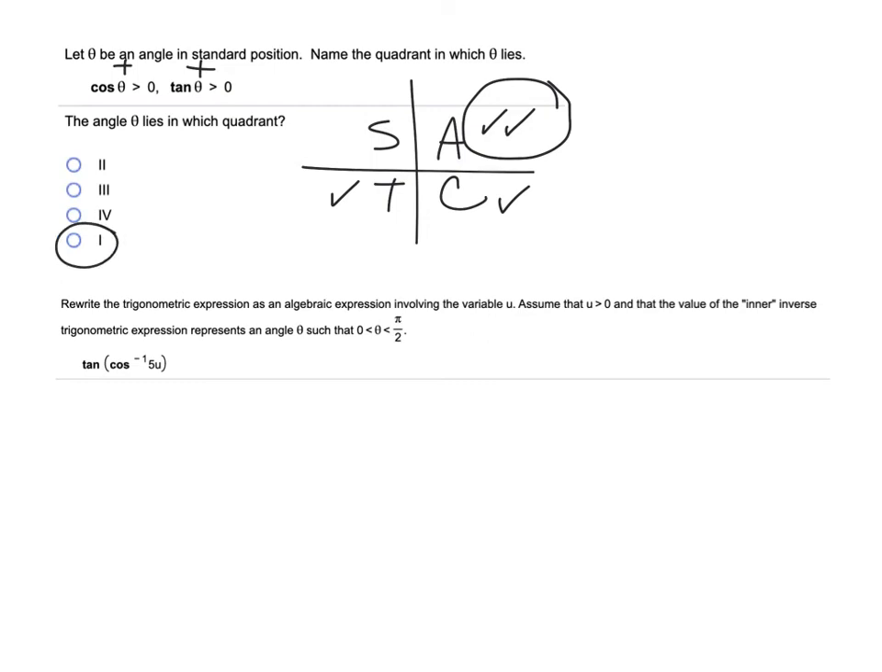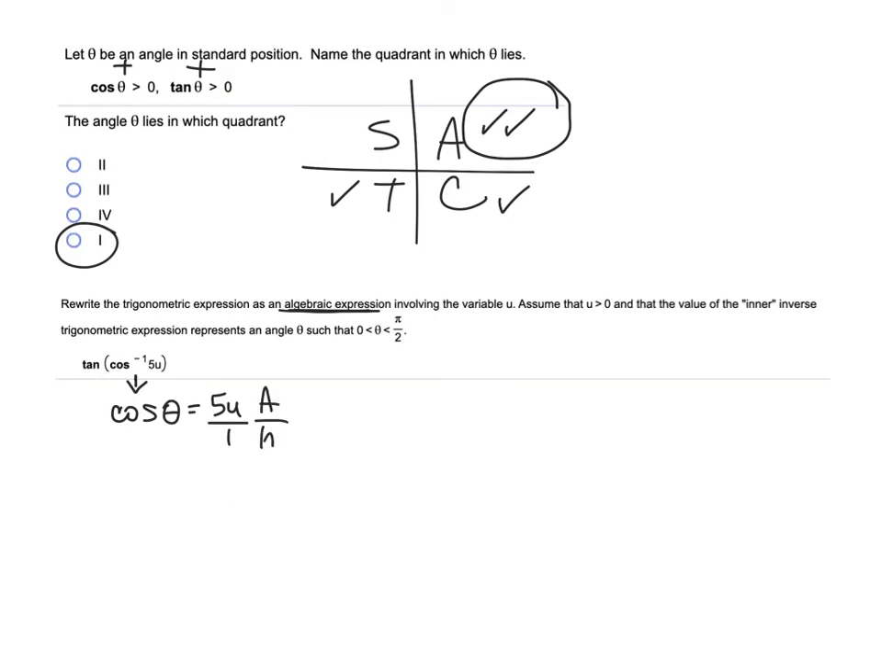Okay, if you remember this from the test, this is the one where you have to write it as an algebraic expression. This is where we have to put this on a right triangle. So remember, let's start first inside the parentheses. Let's rewrite this. This is the same as saying the cosine of theta equals 5u. Now we know that cosine is adjacent over hypotenuse, right?